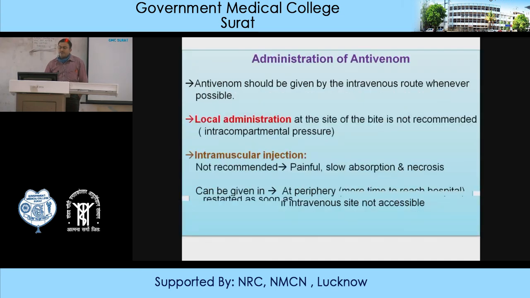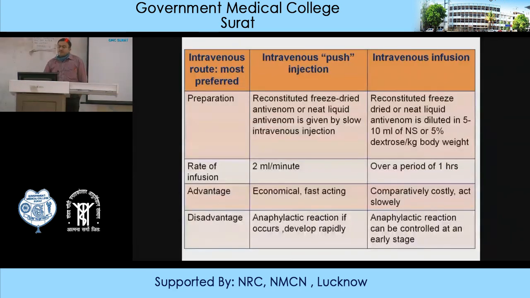Now, administration of antivenom. Antivenom should be given by the intravenous route whenever possible. Local administration at the site of bite is not recommended. Intramuscular injection is not recommended: painful, slow absorption, necrosis. It can be given at the periphery if it takes more time to reach hospital or if the intravenous site is not accessible. Intravenous push injection and intravenous infusion, 2 types.